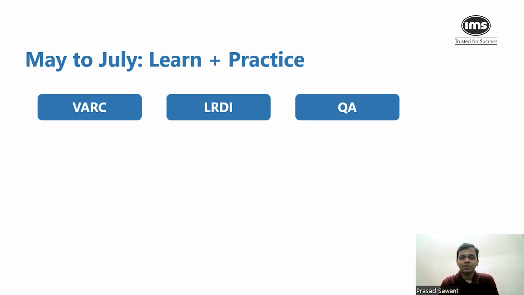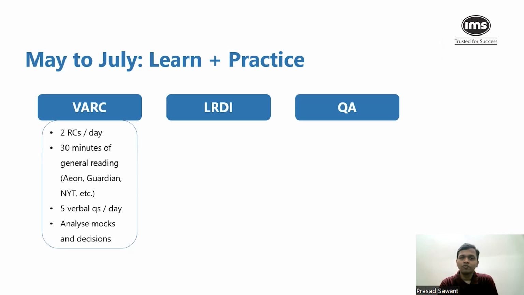Now let's understand what you should be doing in each of the sections. Let's start with VRC. For VRC, the first thing is to actually solve RCs. So begin with something like 2 RCs per day. If you want to do more, definitely go ahead and you can do 3 or even 4 RCs. But even 2 RCs, if you're able to do on a continuous basis for the next 2 months, will give you good exposure and practice.